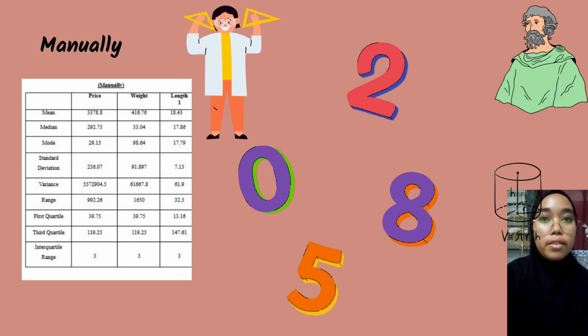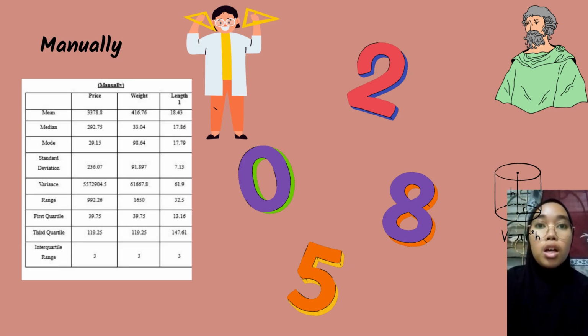For the standard deviation, the price is 266.07, the weight is 91.83, and the length is 7.13.